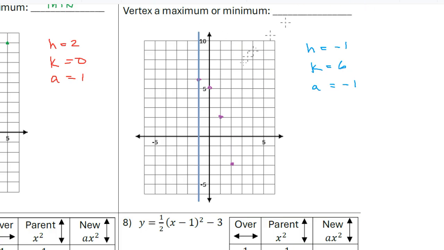Let's go ahead and reflect our points. This point is 1 to the right of the line of symmetry. We go 1 to the left, 2 to the right, 2 to the left, 3 to the right, 3 to the left. Connect those together, and that will give you your new parabola.